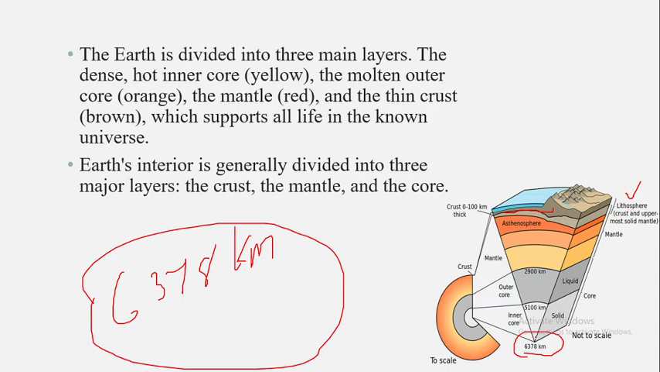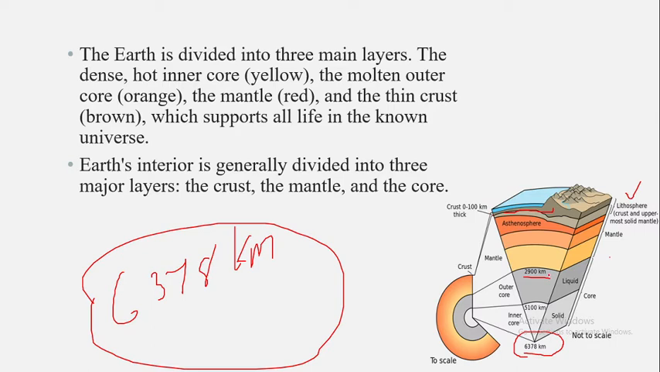From the crust to the core, you can see the mantle region, which extends up to 2,900 kilometers. The crust region is only up to 100 kilometers, so the crust is very thin. Only 0 to 100 kilometers is crust, and then up to 2,900 kilometers you can see the mantle region.